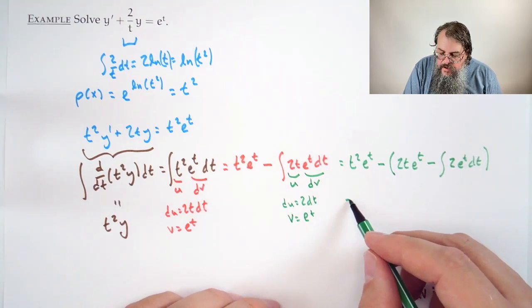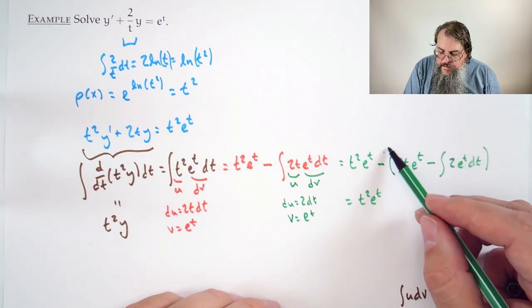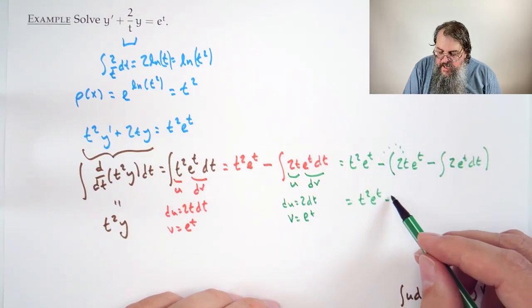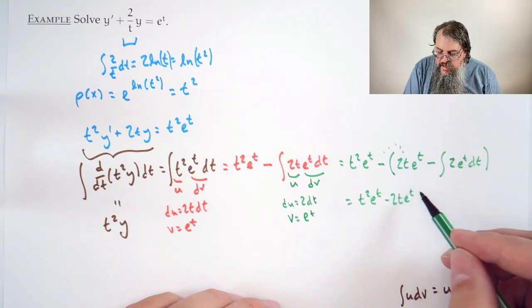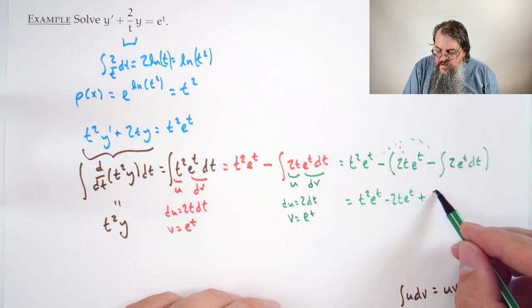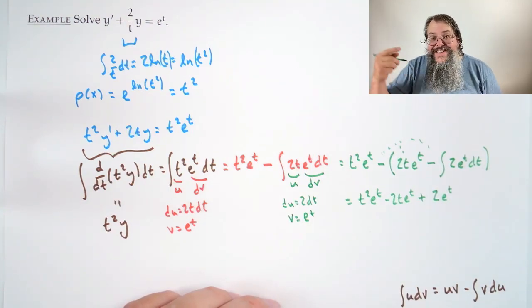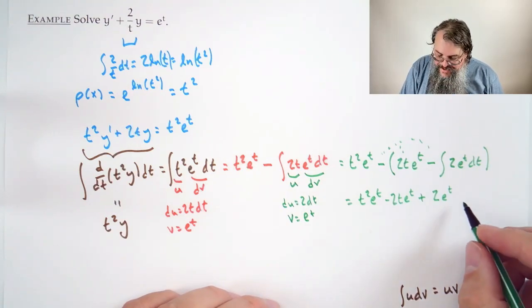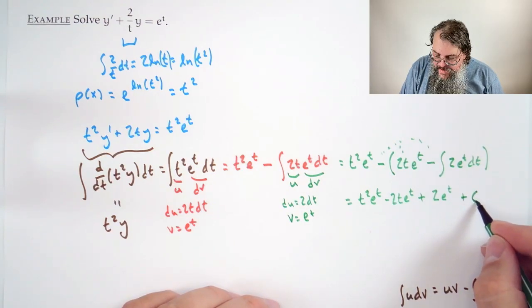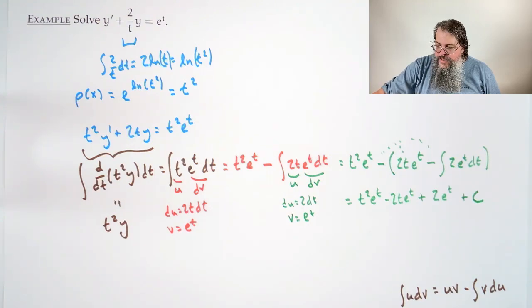And, well, okay, cleaning that up, we have our t squared e to the t. We can put this minus through. Minus 2t e to the t. Put this minus through, so that'll become a plus 2 e to the t. And, of course, don't forget, after all that work, a plus c on the end. Because we want to make sure we get all our points. After all, that's what we're after.